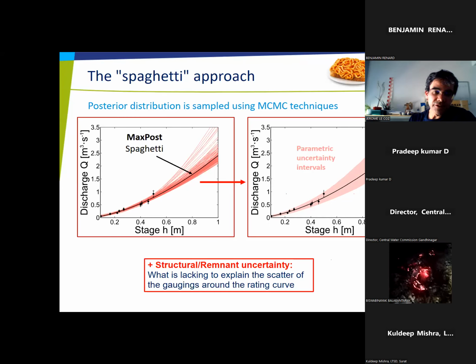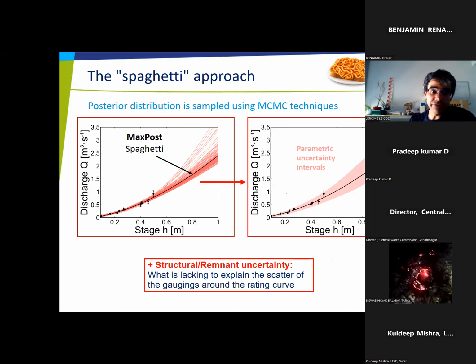Very often it is due to limitations in the model assumptions. For instance, if you miss a control in your model, then you will have some differences between the gaugings and the rating curve, and then the remnant uncertainty will increase.